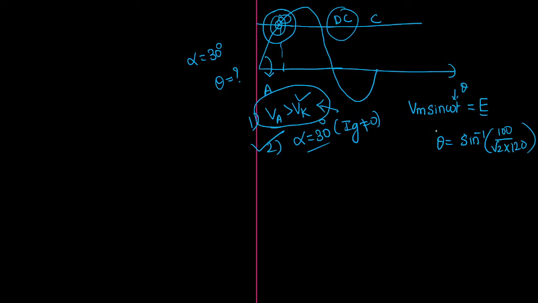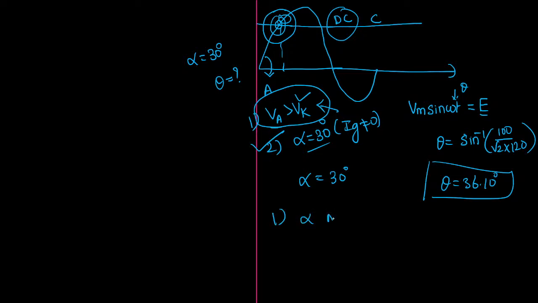Anyway, I will do it for you, then it will be easy for you also. You can easily solve it. If we do this, you will get the value of theta. The value of theta will be equal to 36.10 degrees. Do you remember? We have solved very few problems where I told you that if alpha is not given in the question, then by default you can consider theta equal to alpha.